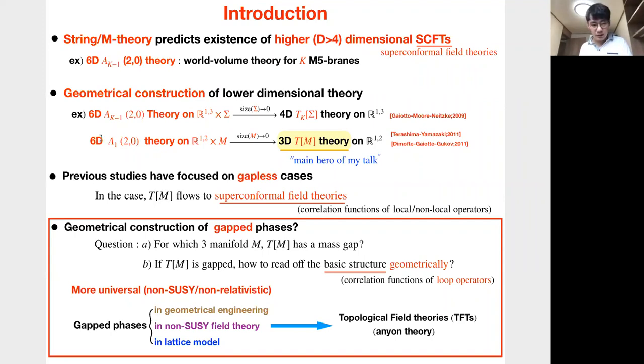So this UV description, M5-branes on a 3-manifold, will preserve 4 supercharges. But in the IR, if there are massless phases, then it will flow to a conformal field theory with 4 supercharges. But in gapped phases, this will be described by a non-supersymmetric gapped phase, because supersymmetry doesn't act on any observables. In this way, we can geometrically engineer a more universal class of phases. So this is an introduction.